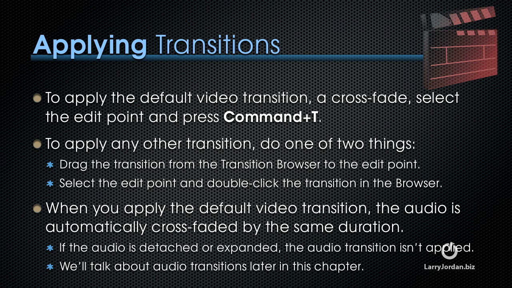To apply the default video transition, which is a crossfade, select the edit point and press Command-T. To apply any other transition, do one of two things: drag the transition from the transition browser to the edit point, or select the edit point first, then double-click the transition in the transition browser. When you apply the default video transition, the audio is automatically crossfaded by the same duration. However, if the audio is detached or expanded, this audio transition is not applied, and we'll talk more about audio transitions later in this chapter.